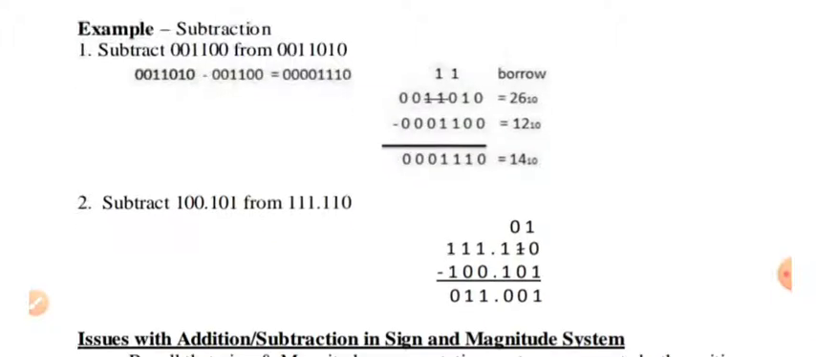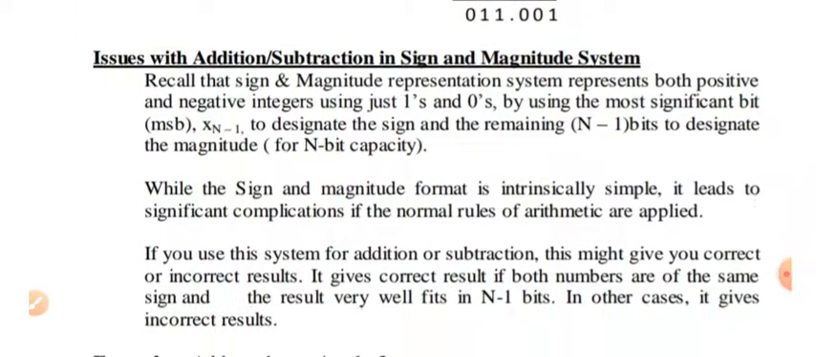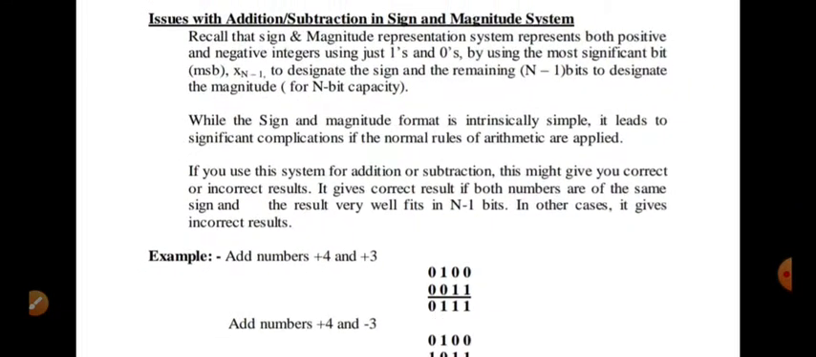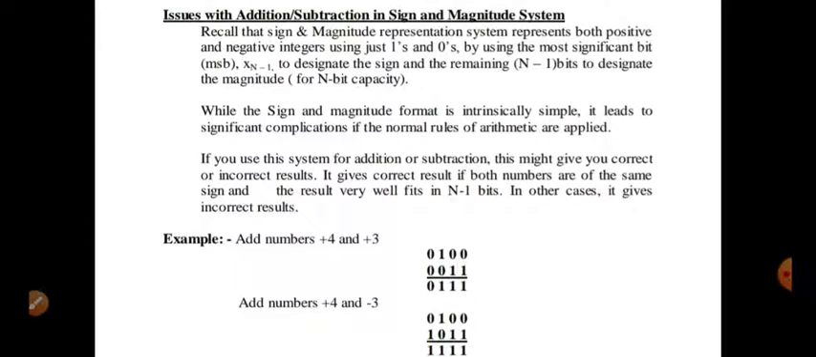Now, some issues with addition or subtraction, and what are those issues? Let us understand. Issue with addition or subtraction in sign and magnitude system. What are these? Recall that the sign and magnitude representation system represents both positive and negative integers using just ones and zeros, by using the most significant bit, at index n minus 1, to designate the sign and the remaining n minus 1 bits to designate the magnitude.